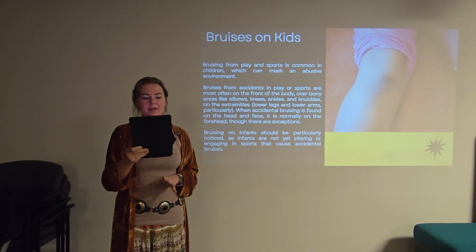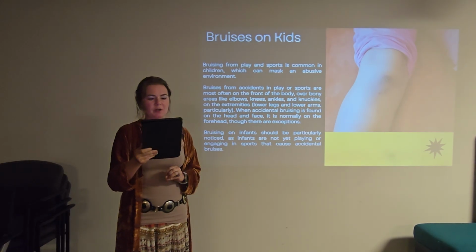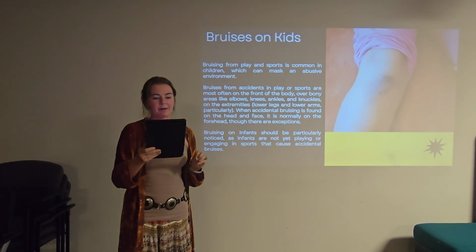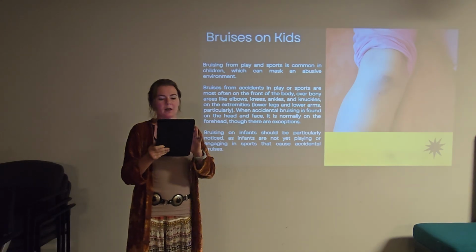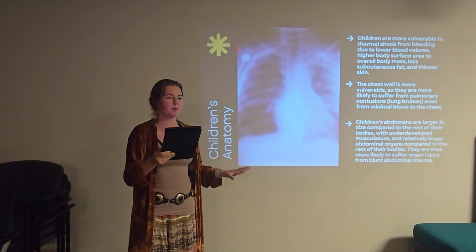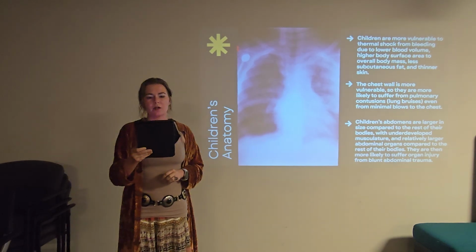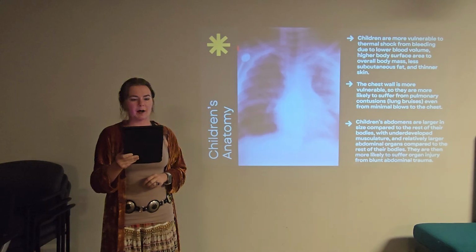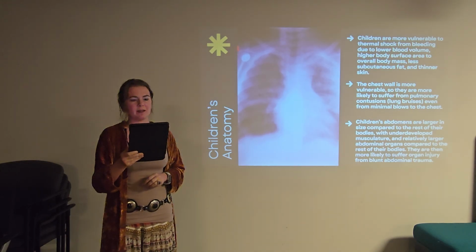When accidental bruising is found on the head and face, it is normally on the forehead, although there are some exceptions. Bruising on infants should be particularly noticed as infants are not yet playing or engaging in sports, which would cause accidental bruises. Children's anatomy is different than adults. This is relevant for all of the bruising information, including this section on abuse. Children are more vulnerable to thermal shock from bleeding due to lower blood volume, higher body surface area to overall body mass, and less subcutaneous fat, and having thinner skin.